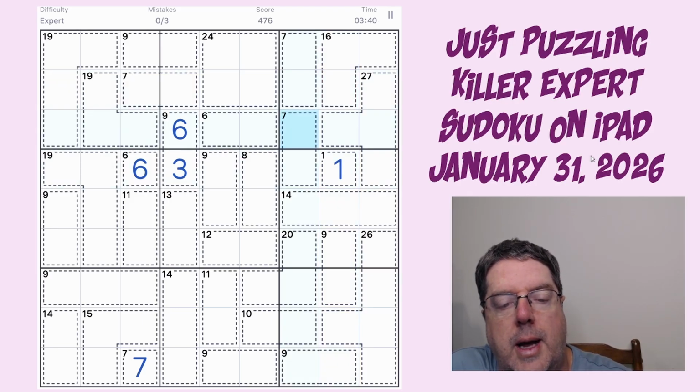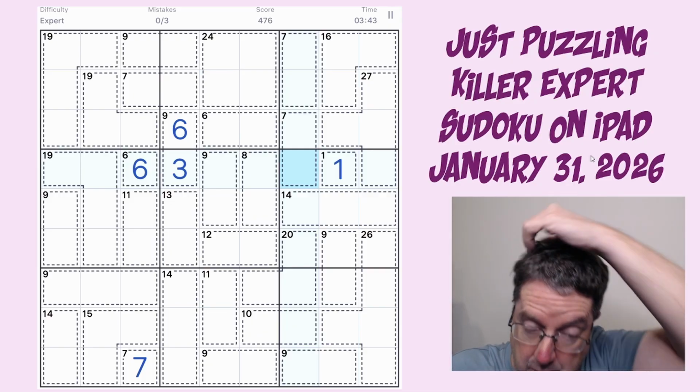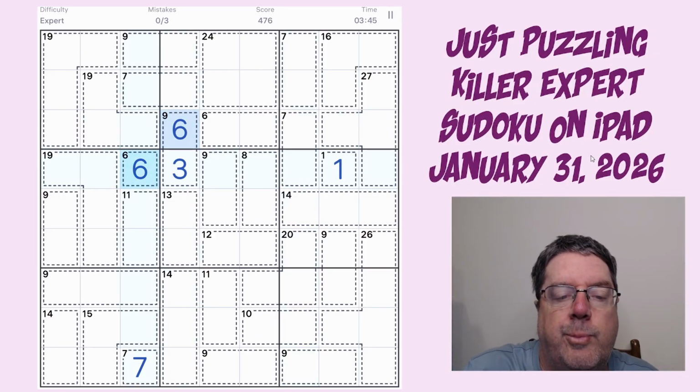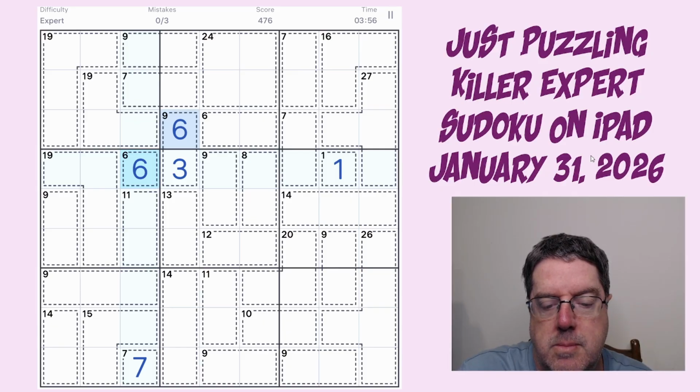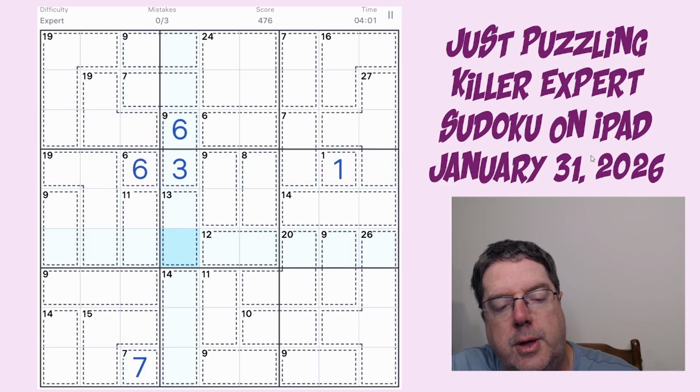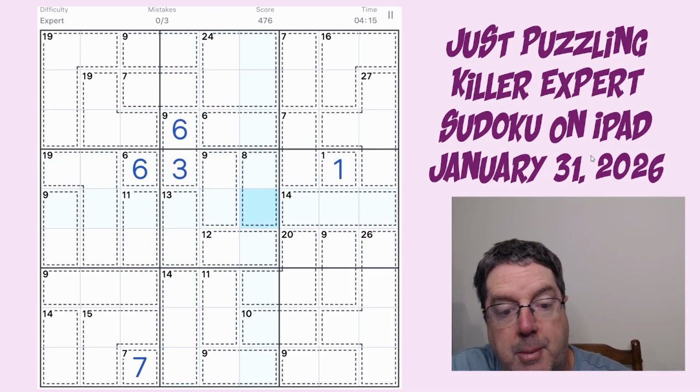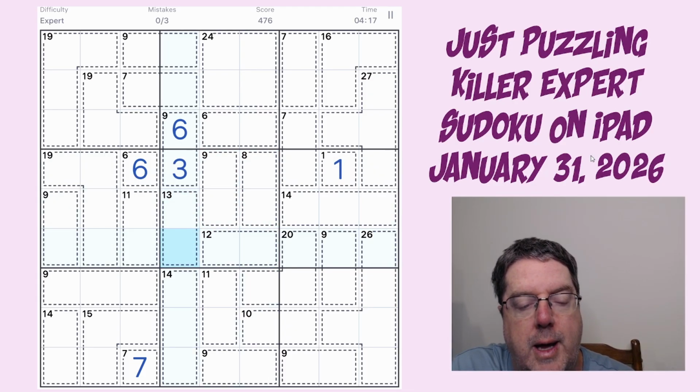6, 6, 6. I know that can't be 6 and 1 because of the 2 6s there. So, okay, what else can we see? I'm not seeing a lot. Okay. 7. So 6 and 7's out of here. 3 and 9's out of here. Okay, so because there's 3 here, 3 and 9's out of here. Can't be there, can't be there. So this can only be 9 and 4, because the only place a 9 can go, it can't be 9 and 0, can't be 9 and negative 1. So 9 and 4 are there.